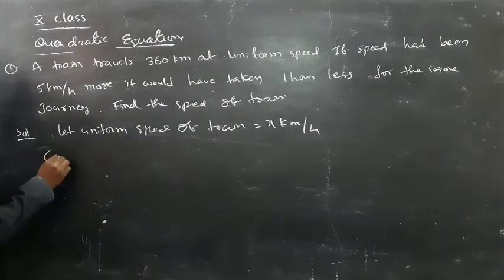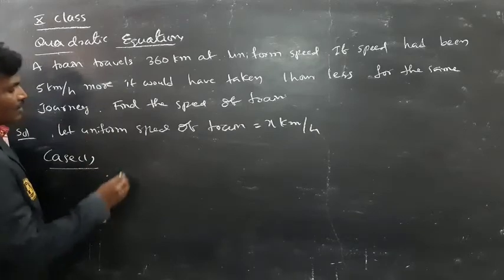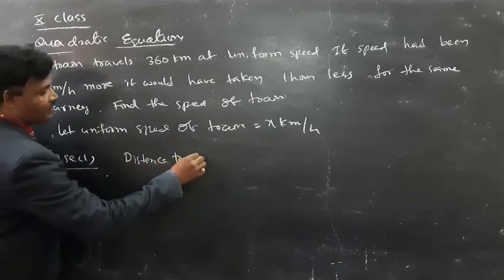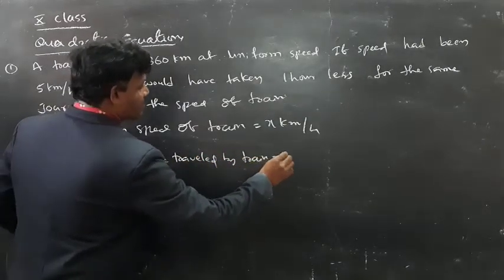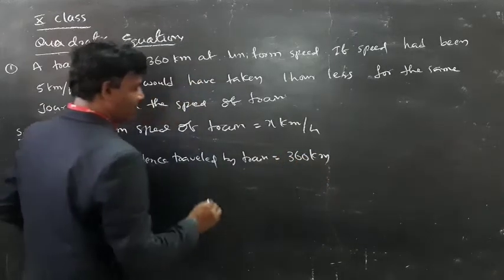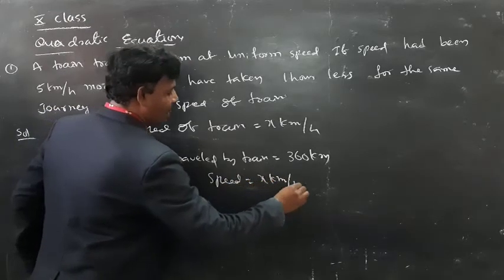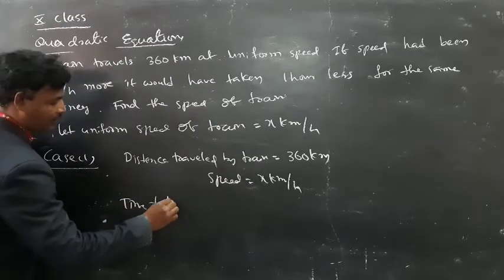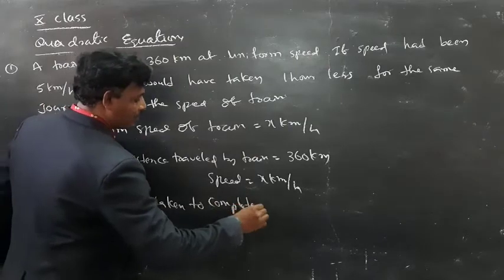Here case 1. What is the distance here? Distance travelled by the train is equal to how much? 360 kilometers. Next, what is the speed of the train? It is x kilometers per hour. Time taken to complete the journey.